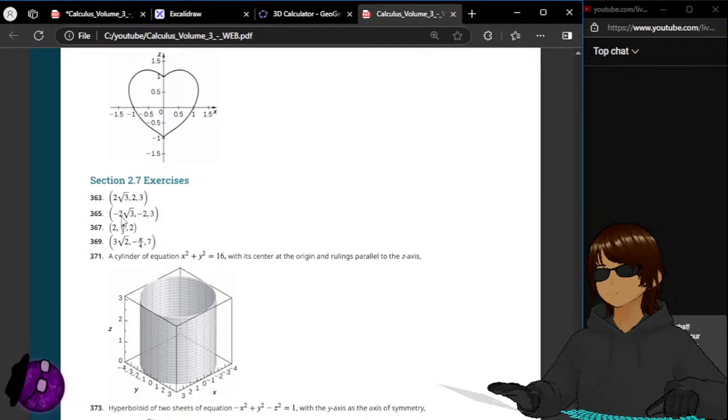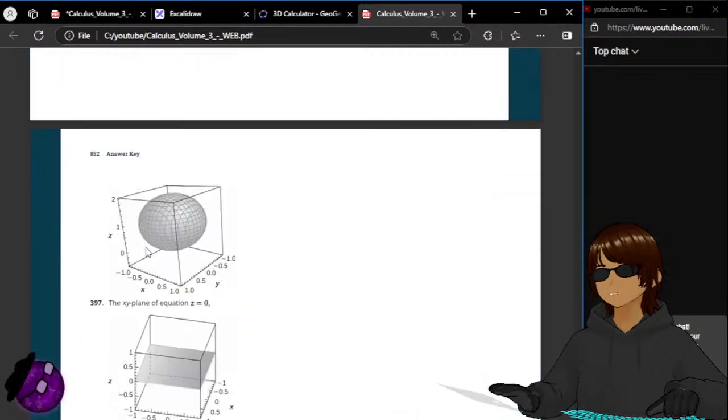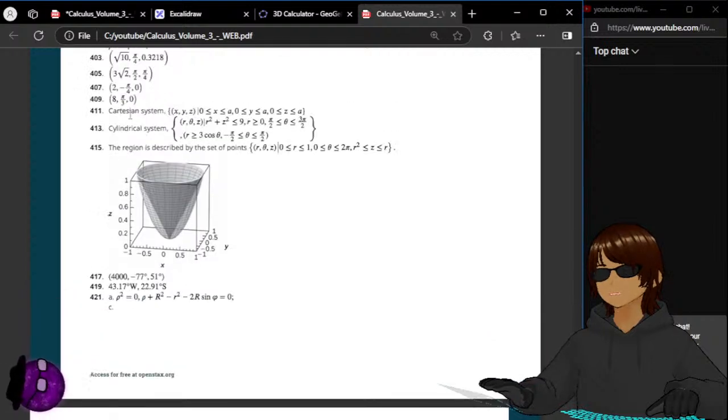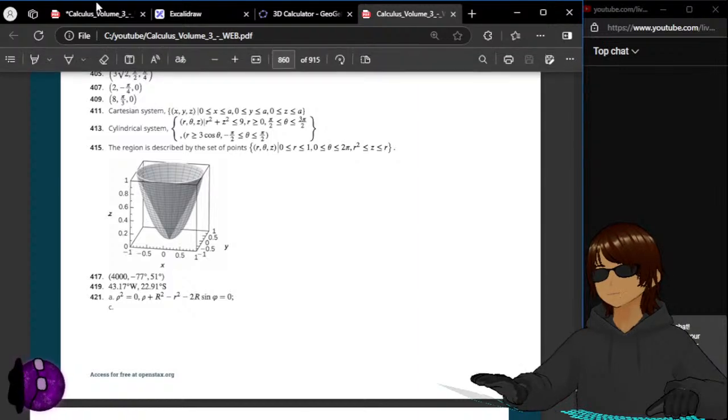Let's see. Question 411. Cartesian system. Cartesian system is the rectangular one, right?